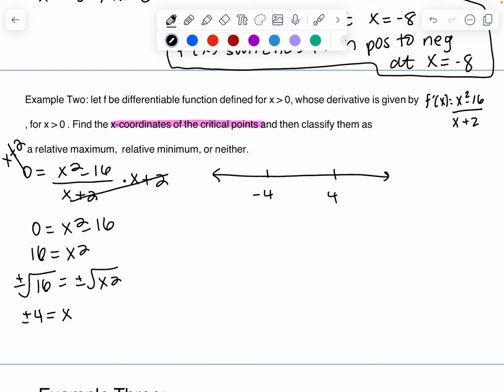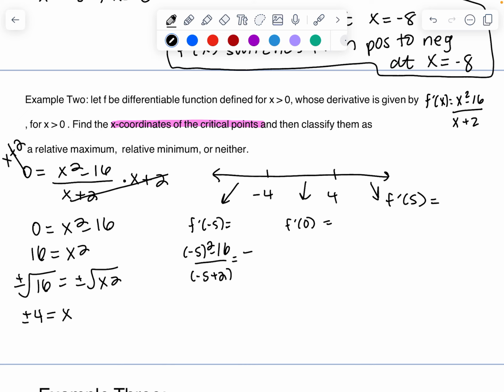And so I will go ahead and plug in. So I'm going to choose a number f prime of negative 5. I'm going to plug in f prime of 0. I'm going to plug in f prime of 5. So if I plug in, you have to use the original equation before you canceled anything out. So I'm going to do negative 5 squared minus 16 all over negative 5 plus 2.